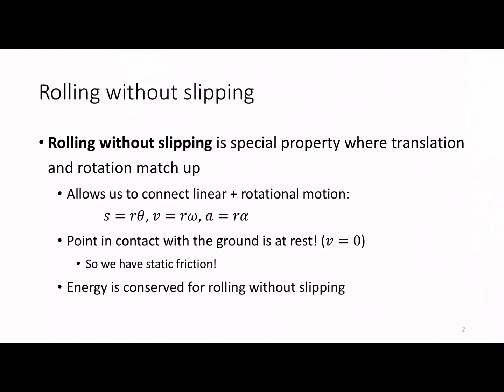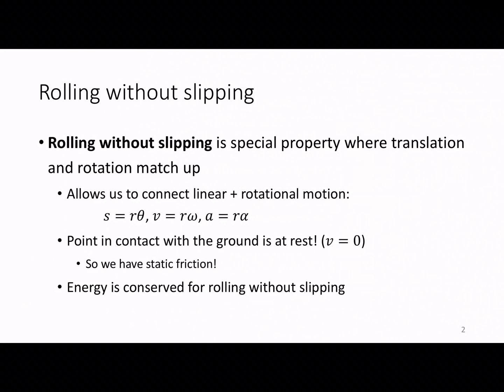For example, if I have a ball rolling down a hill, if the distance it goes, s, is equal to r times the angle theta that it rotates, or velocity is r times omega, a equals r times alpha, we would call that rolling without slipping. The cool thing that this enables is that the point in contact with the ground is at rest. The velocity is instantly equal to 0, which is what we showed last time. So that means we have static friction. Static friction is a conservative force.